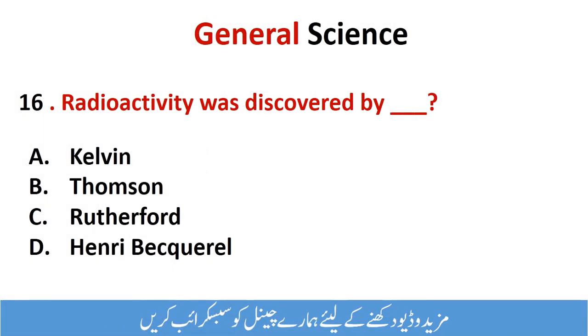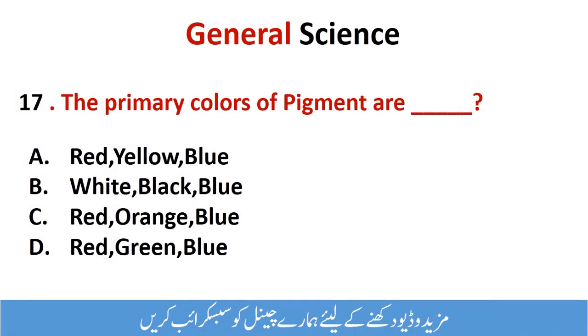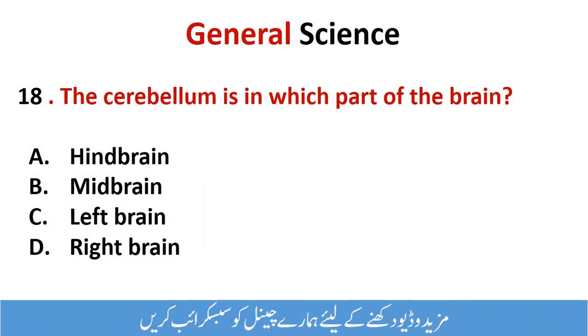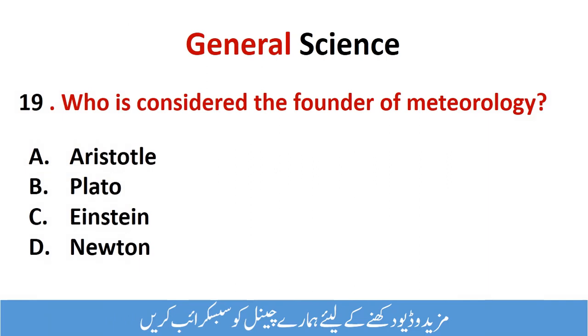Next question: Radioactivity was discovered by dash. The correct option is option D. Next question: The primary colors of pigment are dash. The correct option is option A. The cerebellum is in which part of the brain? The correct option is option A. Next question: Who is considered the founder of meteorology? The correct option is option A.